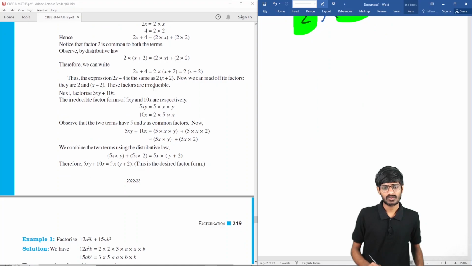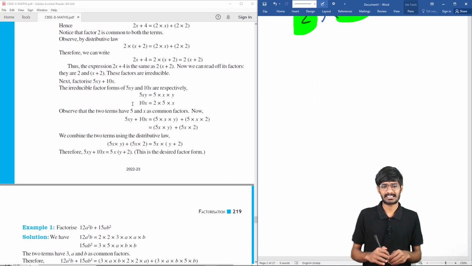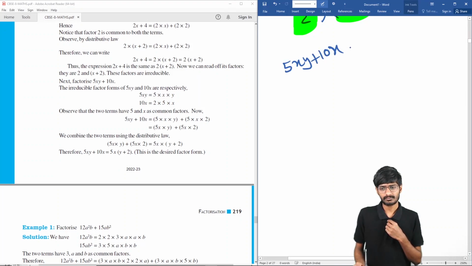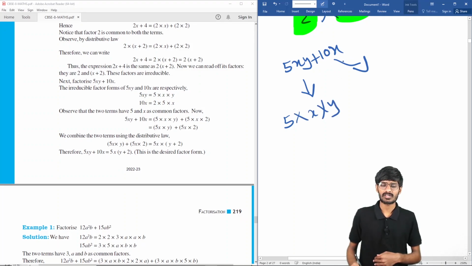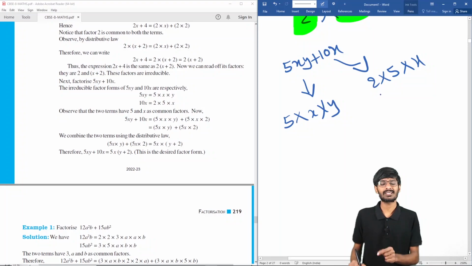Here we are going to see another example. Suppose we have 5xy plus 10x. How to do this task? Here 5xy is one term, and 10x is the other term. How can we write 5xy in reduced factor form? We can write it as 5 into x into y, and we write 10x as 2 into 5 into x. Beyond that, can you further reduce it? No. This is the most reduced factor form of 10x.